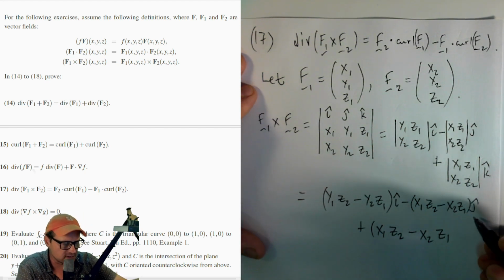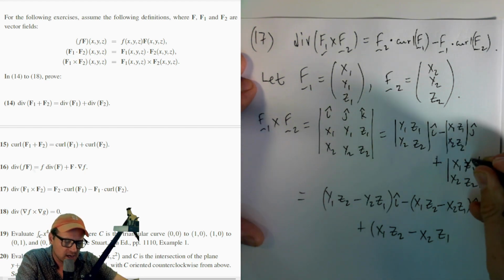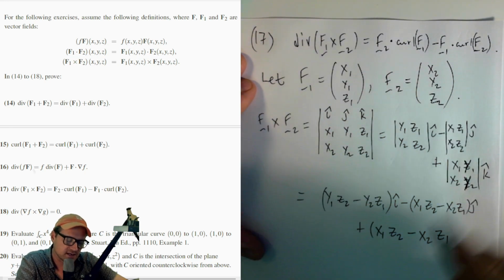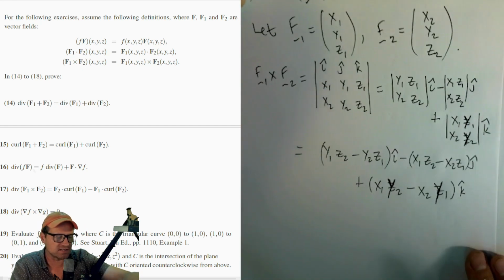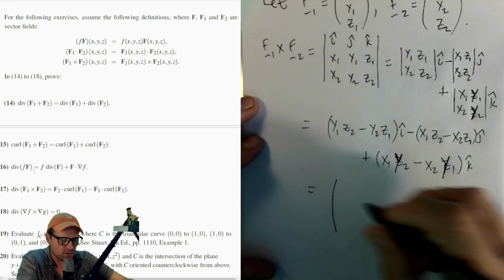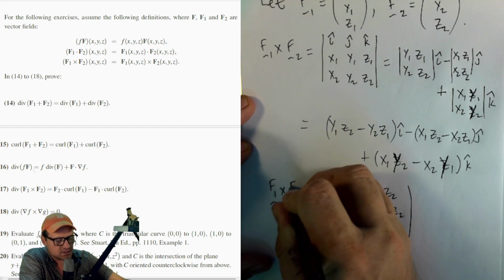Oh, I feel like I got something a bit off here. These should have been y1. Yeah, these are y1 and y2 in the k hat position. So that changes this. All right, there we go, times k hat. Now we can express this vertically in rows, just like this, and so this is F1 cross F2.